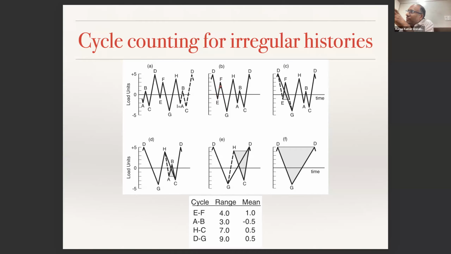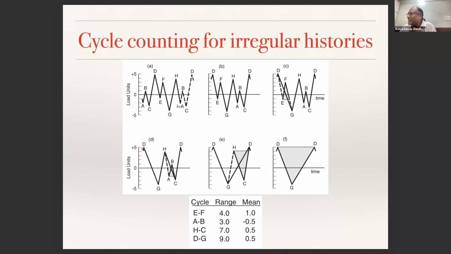Once you count a cycle for EF, EF will go away, and then you connect D and G. So now you have counted one cycle for EF, right? EF cycle is counted and the EF range is what? 1, 2, 3, 4, and mean is 1 because EF mean is 1. And then the new thing is D, G, H, A, B, C, D. That is the new one that you are looking at.